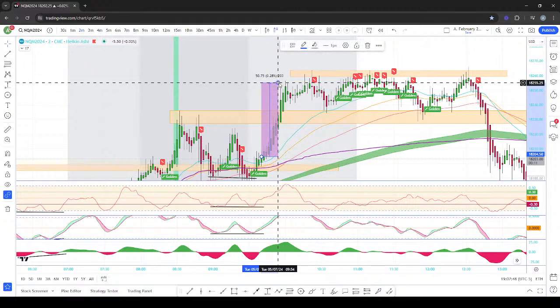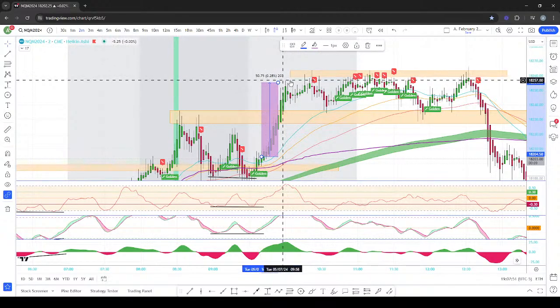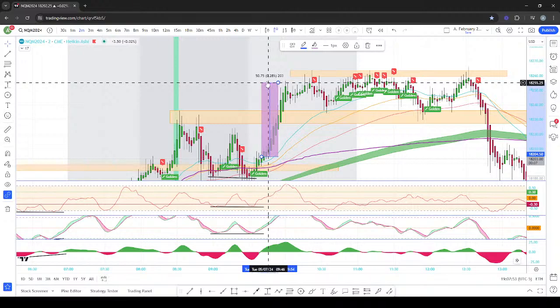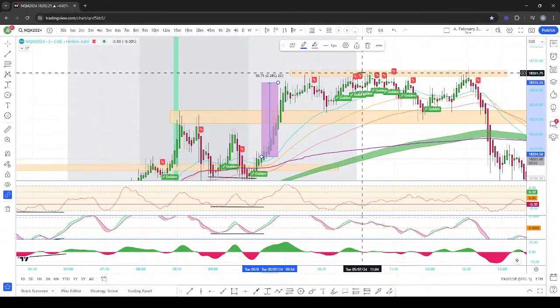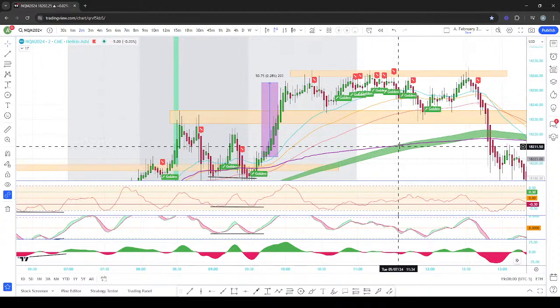you could have gained right into $1,000 on a single trade. You got 50 points right here, $20 a point, per contract. So we'll leave that right there.